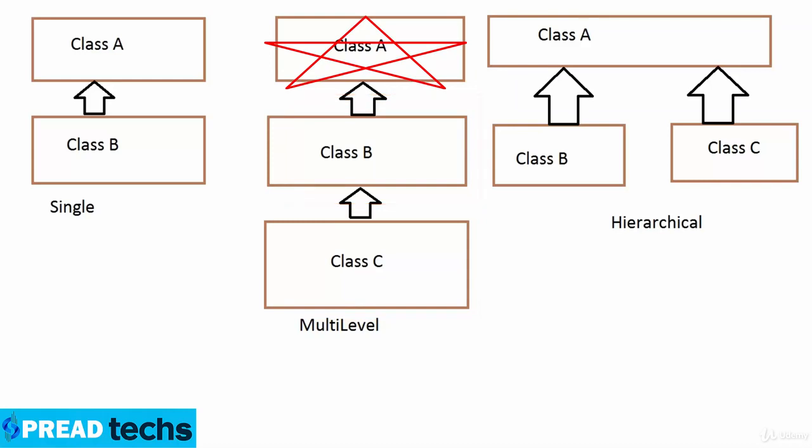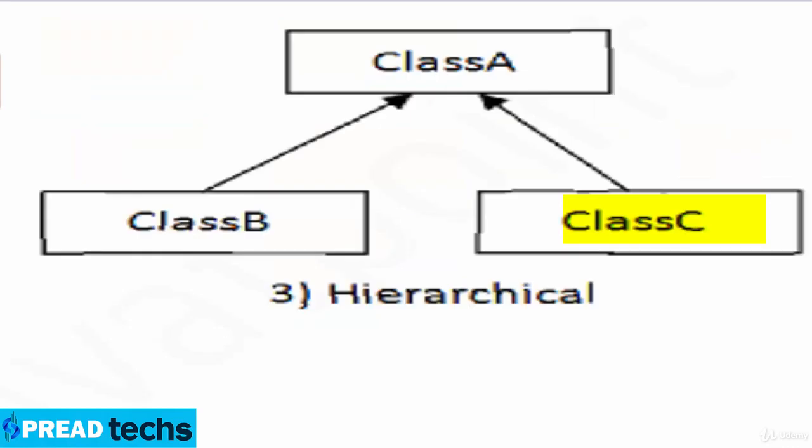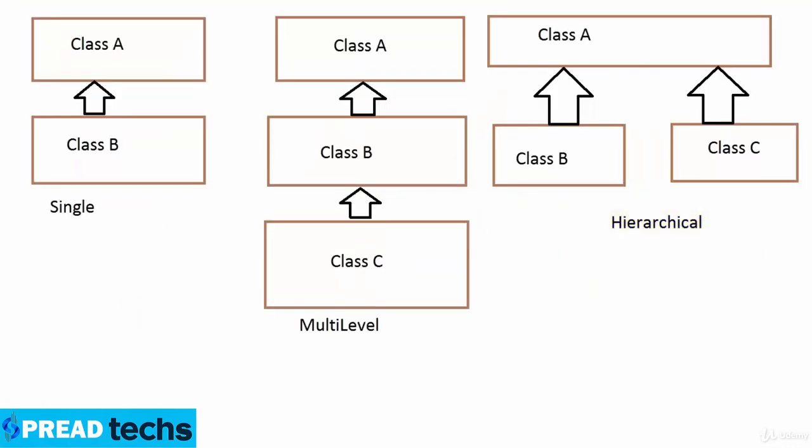Like this, class C will extend class B and class B extends class A. So class A is a parent class to class B and class B is a parent class to class C. Now we see hierarchical inheritance. Hierarchical inheritance refers to a child and parent class relationship where more than one class extends the same class. For example, classes B and C extend the same class A, meaning A is a parent class to class C and class B also.